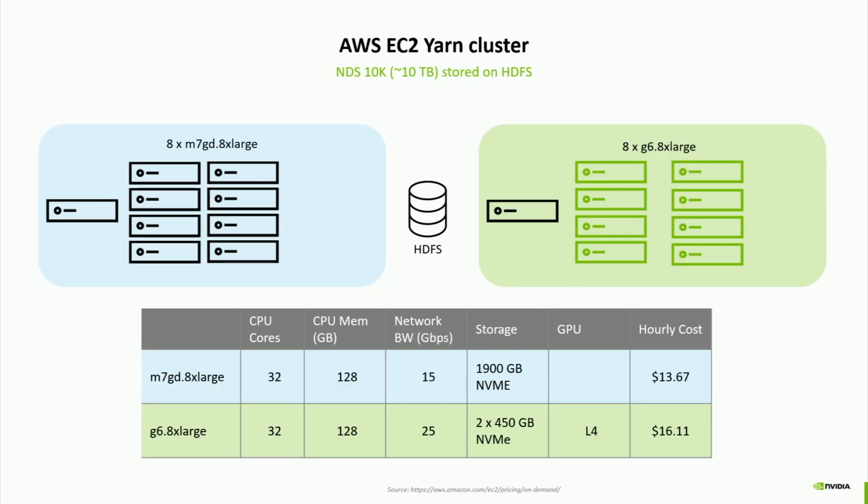This slide has details about the Spark Yarn clusters, CPU and GPU, that were used to obtain the results I'll show in a bit. These clusters were deployed on EC2 instances depicted in the table, 8 instances in both the CPU and GPU cases. The GPU instances each had one NVIDIA L4 GPU. We ran the NDS benchmark at the 10K or 10 terabyte scale factor with the data stored on HDFS running on these nodes.